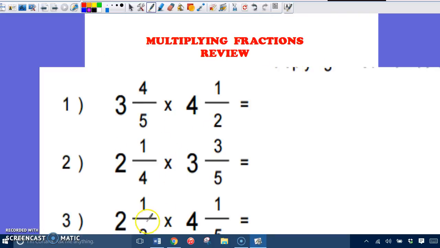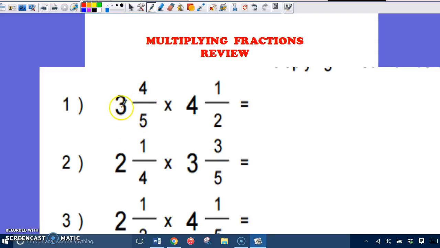This is a worksheet that's attached to this video. When we do this, we have to change our mixed numbers into improper fractions. A few videos ago, I was showing you a practice on how to change mixed numbers into improper fractions. So if you're unaware of that, please make sure you go back and visit it. Okay, so to do this, we need to change the mixed number to an improper fraction before multiplying and dividing.